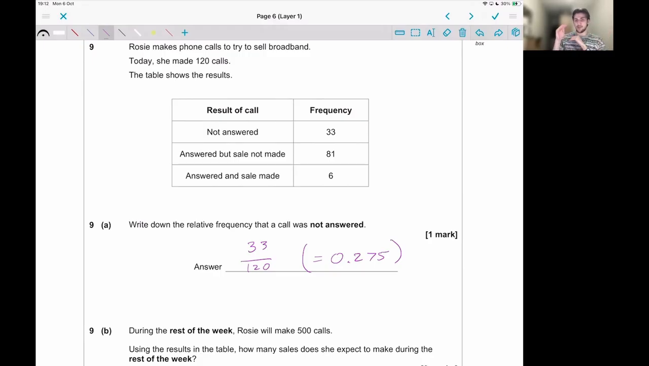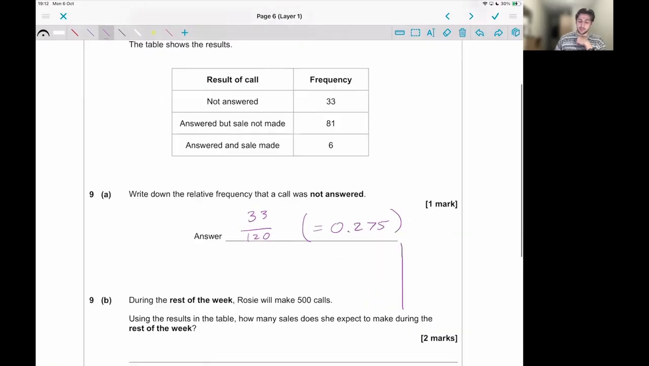Relative frequency is the frequency divided by the total. So in the rest of the week, Rosie will make, we're on to part B now. In the rest of the week, Rosie will make 500 calls. Using the results in the table, how many sales does she expect to make during the rest of the week? So now we're talking about the expected value.